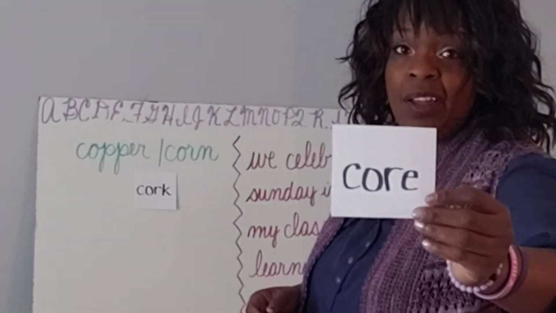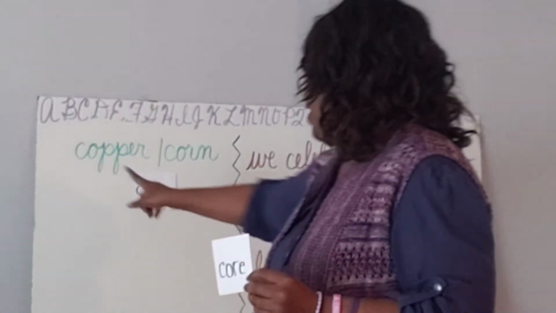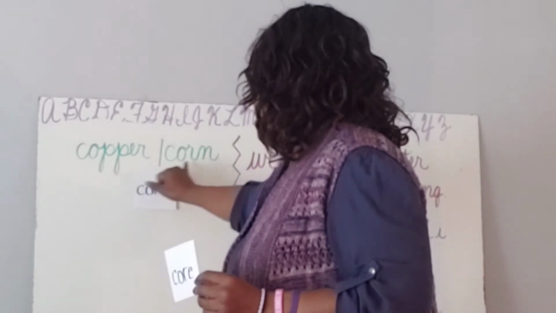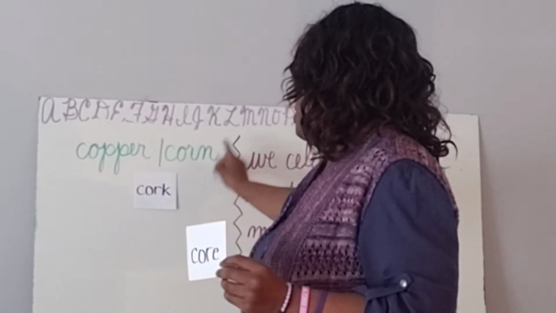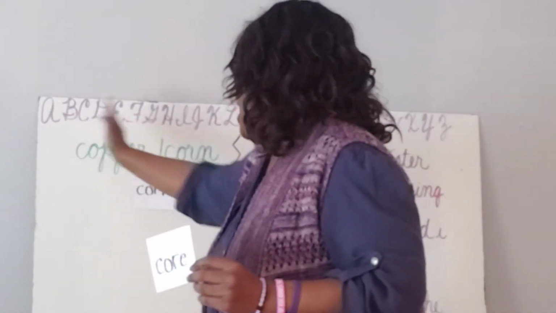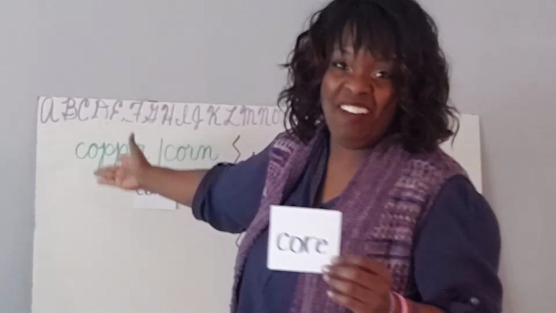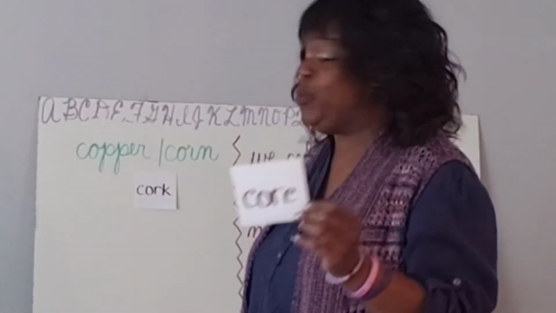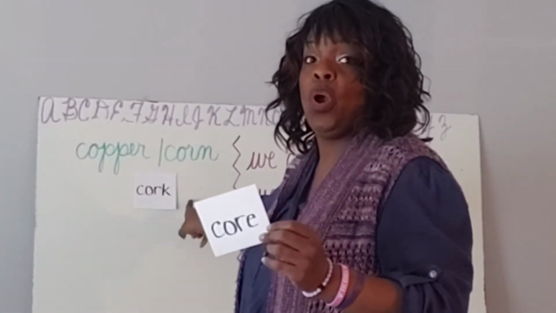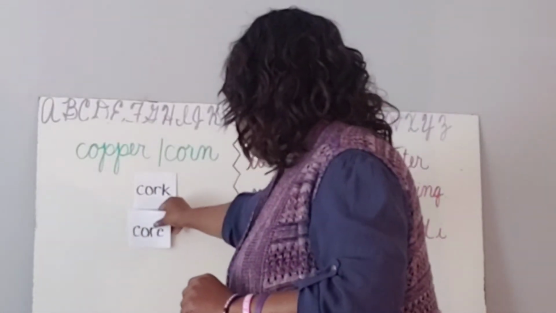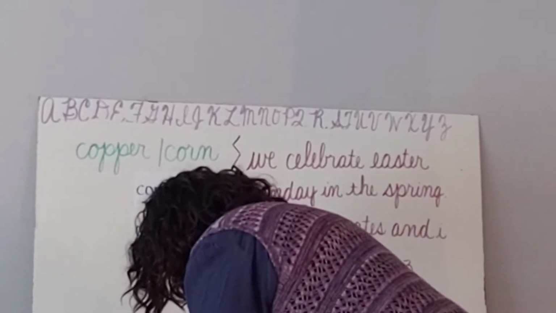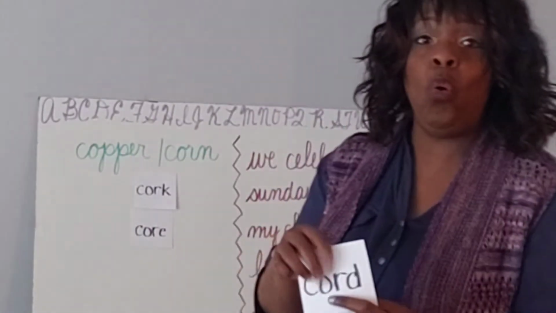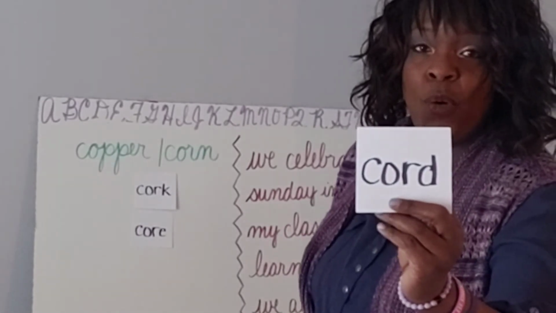All right, let's try this one. Core. C-O-R-E. So we have C-O, C-O, P, and then we have our R. Now, it has to be in front of my N. Is E in front of my N? Well, obviously, yes, it is. So between copper and corn, I would find C-O-R-E. Okay? Let's do another one. What about cord? Would I find cord?